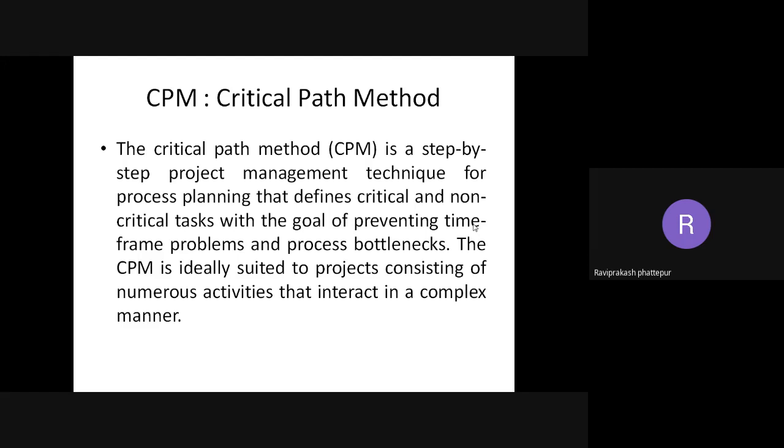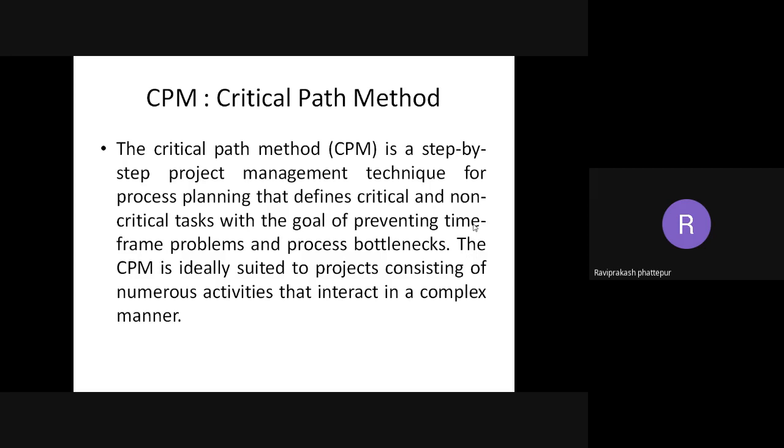Okay, so the critical path method is a step-by-step project management technique for process planning that defines critical and non-critical tasks. As the name says, critical path method. Here it distinguishes the critical tasks and non-critical tasks. Critical tasks are those which are very much important and which take a lot of time also. There are some non-critical tasks which are essential but not as critical as some of the particular tasks. Again, in the example we'll get to know what these critical tasks are.